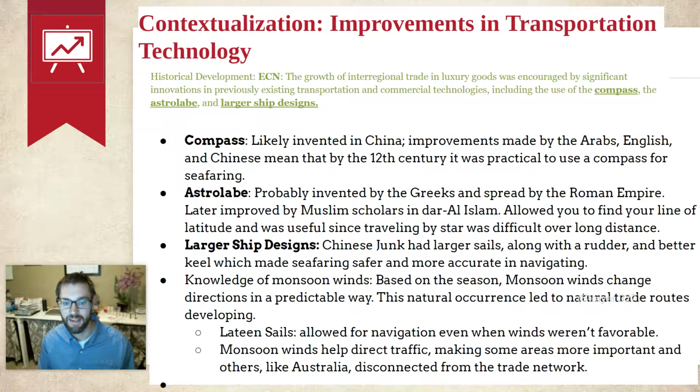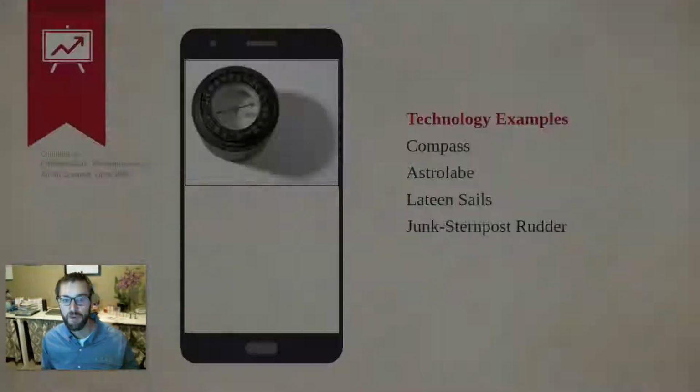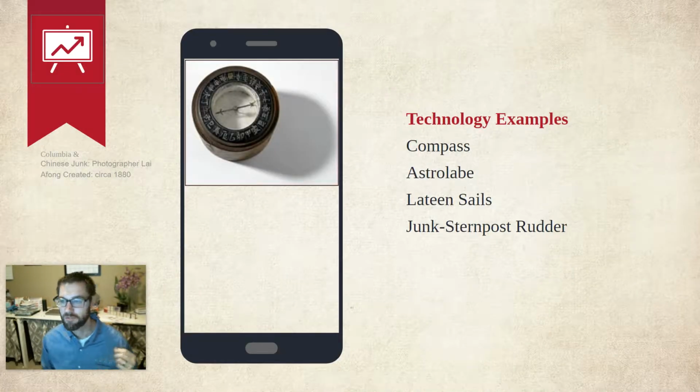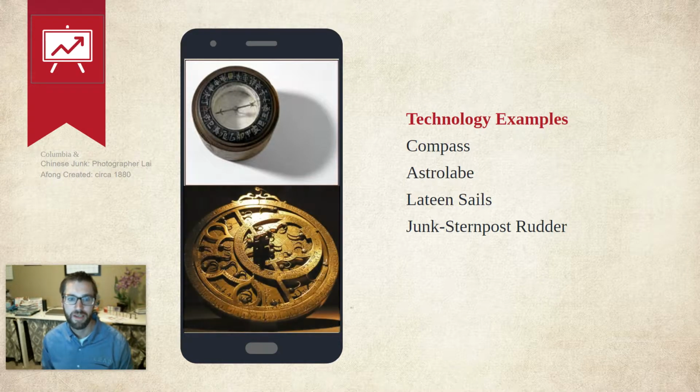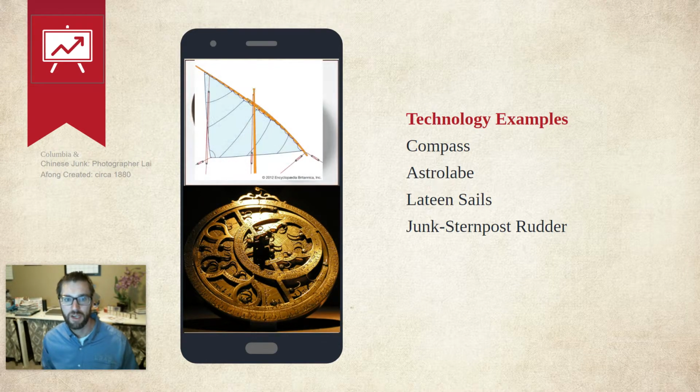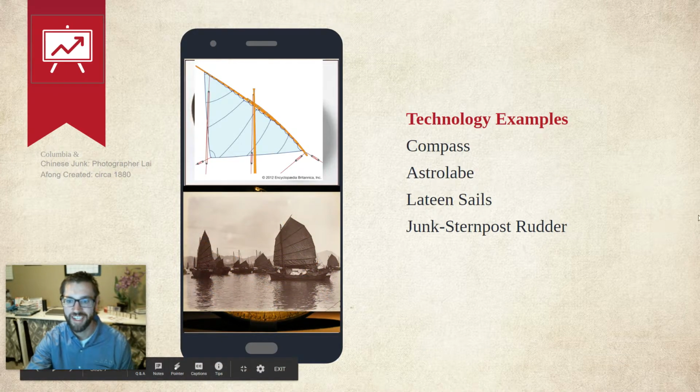And we're going to talk about the knowledge of the monsoons. So you combine knowing about the monsoon winds, you've got the compass, this is an astrolabe here, triangular sails that can sail against the wind, and finally, this is called a Chinese junk, a ship with a sail and a rudder. That's where I'll finish it for today.